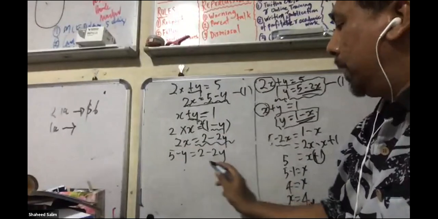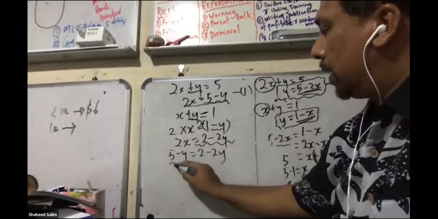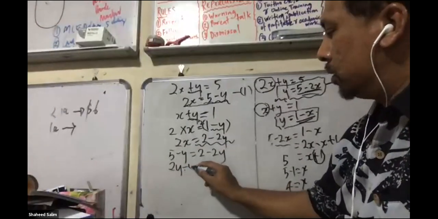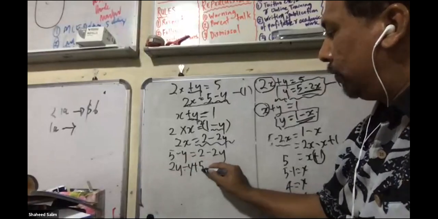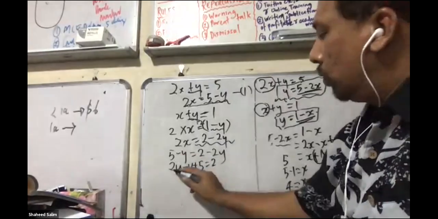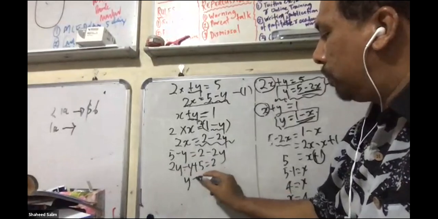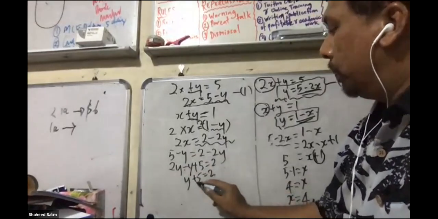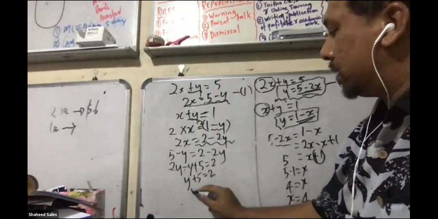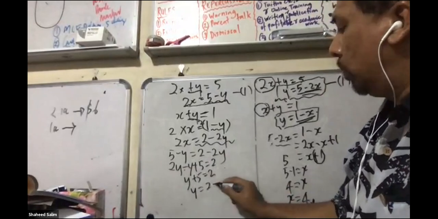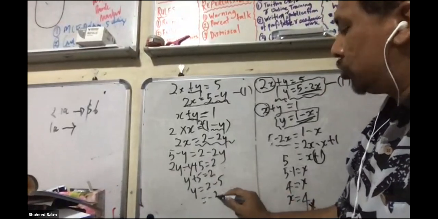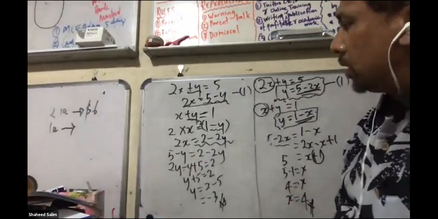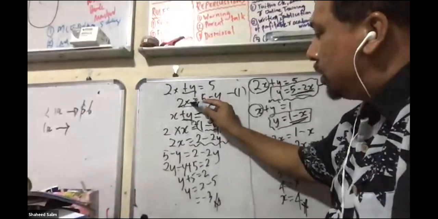So now I'm going to bring minus 2y over, become plus 2y. Minus y plus 5 equals to 2. 2y minus y is equals to y plus 5, right? Equals to 2. Bring over the plus 5 to that side. Y equals to 2 minus 5, equals minus 3. Same thing. Now some students say, why don't I change it to x?